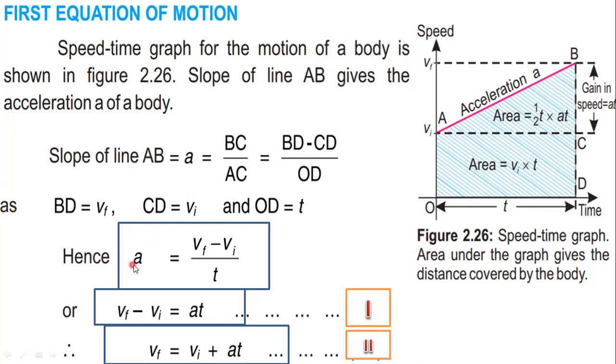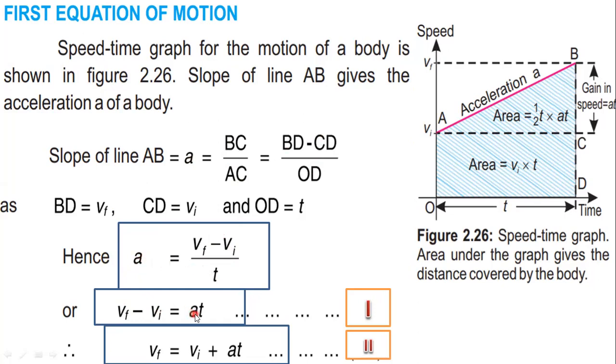So hence we can say that a is equal to vf minus vi over the time. As we know that this was acceleration, BC over AC, and BC is BD minus CD, and AC is OD. We are putting the values over here. So acceleration is vf minus vi over t. And now what we are doing, we are cross multiplying. So here we can write over 1. So vf minus vi is multiplying with 1, so we'll get this on the left hand side, and a is multiplying with this, so this will become at.